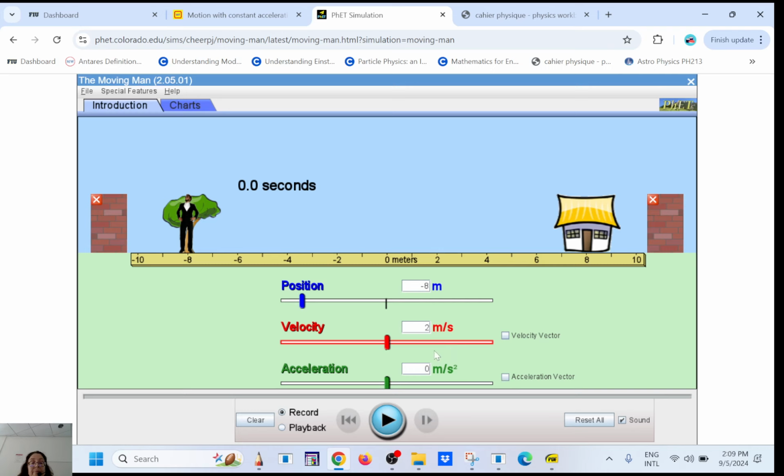-2. So 3 times 2 is 6. 6 will be the displacement. But he was at -8, so -8 plus 6 is -2. Does that make sense? Okay. So let's see. He's moving at a constant speed. I have to stop at 3 seconds. Okay, about here. 3 seconds is at -2.